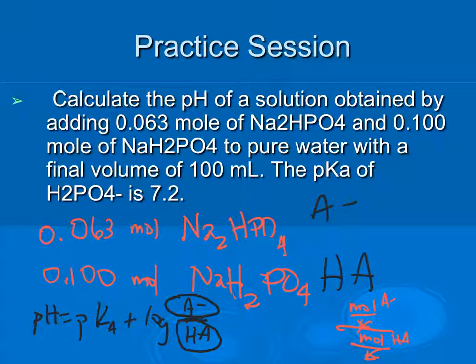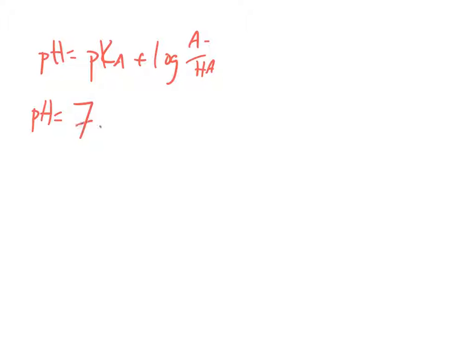So I'm going to just go ahead and put in a blank slide right here. Now I'll rewrite the Henderson-Hasselbalch for my own personal sanity, because I have been known to accidentally rewrite it wrong, so please let me know if I do that. Now we're just supposed to find pH. pKa was given to us, which is 7.2, plus the log.